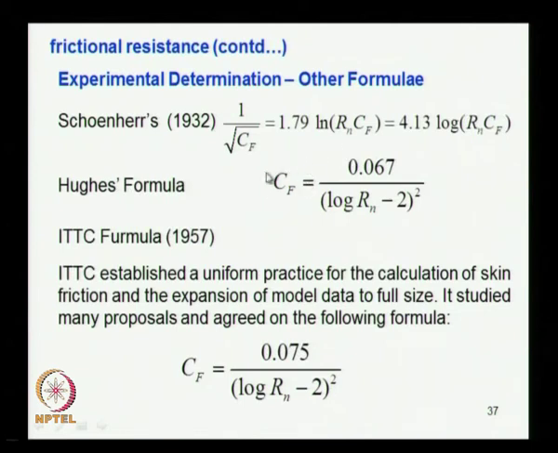Hughes came up with the formula Cf is equal to 0.067 divided by (log Rn minus 2) to the whole power 2. So, this is the expression put forward by Hughes.